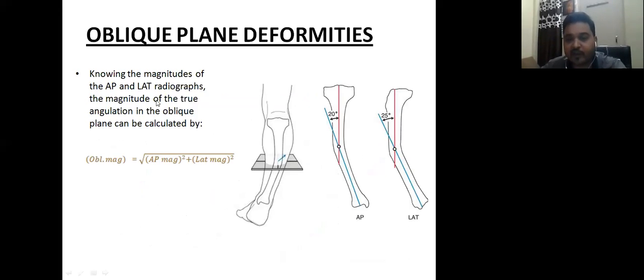So from those we have to quantify the oblique plane deformity. We take the magnitudes on the AP and lateral radiographs, and there is a formula: the square root of the AP magnitude squared plus the lateral magnitude squared. We square the values of the lateral deformity and the AP deformity, and the square root of that will give us the oblique deformity magnitude.